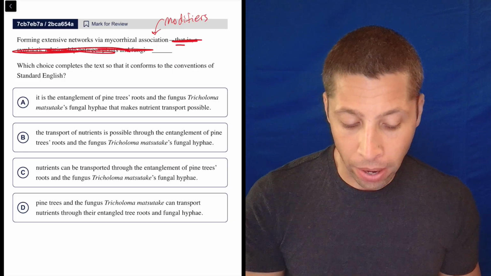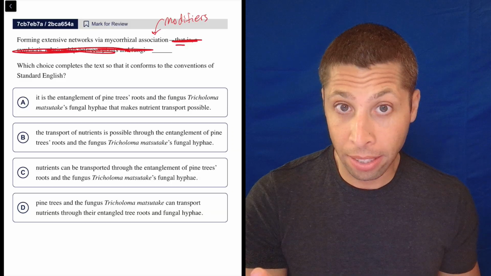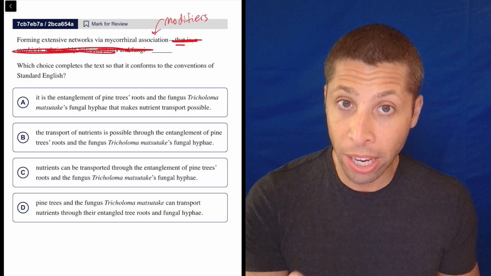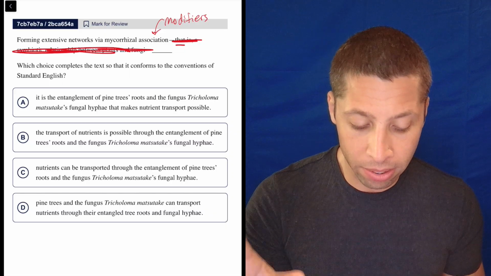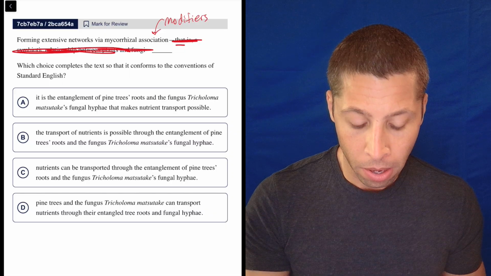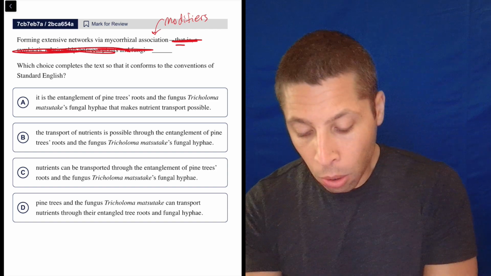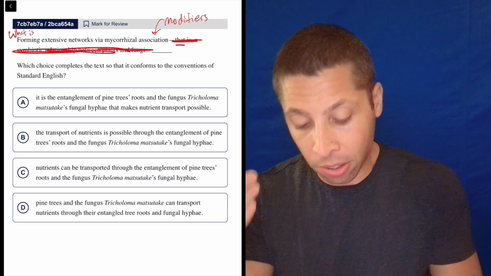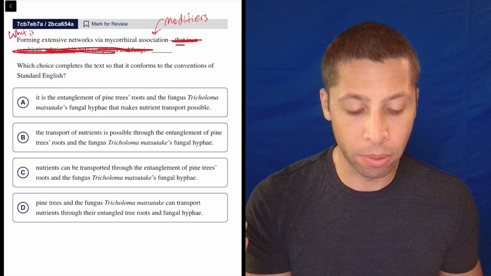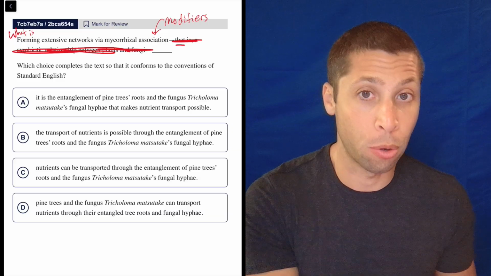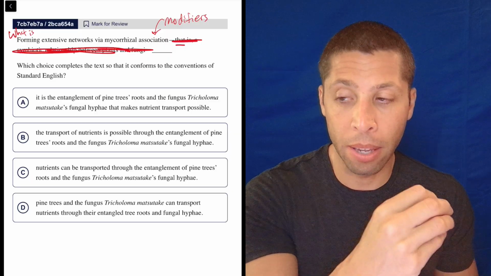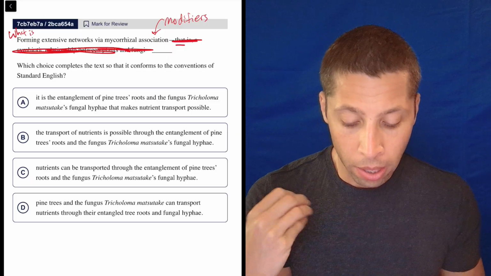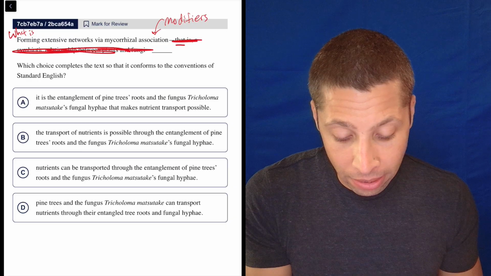So the real modifier here, and normally in a sentence, the comma would come right after the word association, and then we'd have the blank. Forming extensive networks via mycorrhizal association. Okay, what is forming extensive networks via mycorrhizal association? Turn the modifier into a question, and that is going to be the thing that we need to follow the modifier with. So what is forming extensive networks?